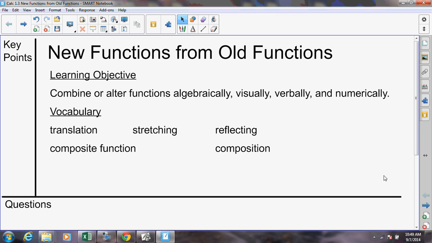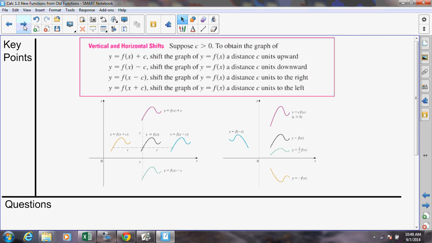Some of the most common types you will look at are translations, vertical stretches or shrinks, horizontal stretches or shrinks, reflections, and also composition of functions. If you would like to pause the video to record this information, you may certainly do so. If you're in my class, this is listed on page 37 of your textbook.